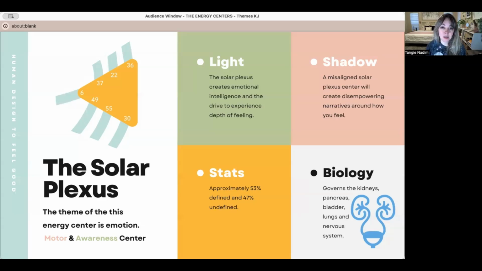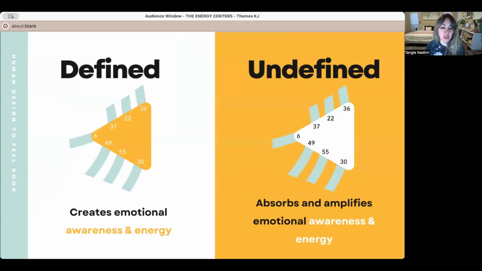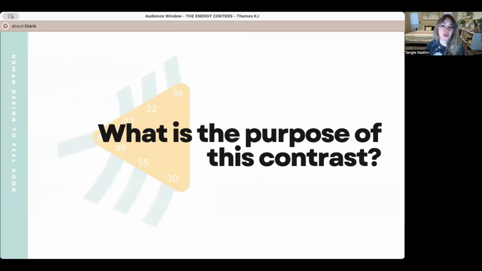The undefined solar plexus center, non-emotional, meaning unpredictable emotions. So the reminder here is to not try to predict or control emotions, because you'll continually find your not enoughness there. So defined creates emotional awareness and energy. Undefined absorbs and amplifies emotional awareness and energy. So the question that we ask here is, what is the purpose of this contrast?